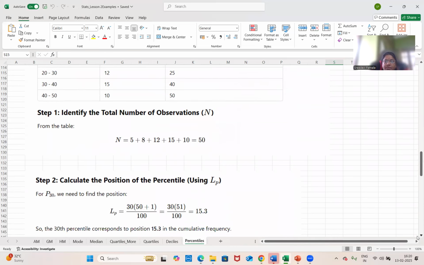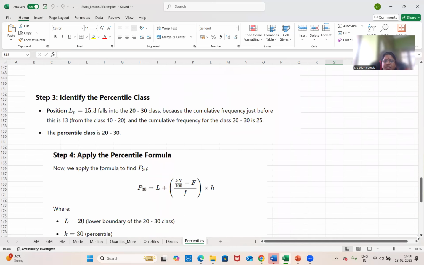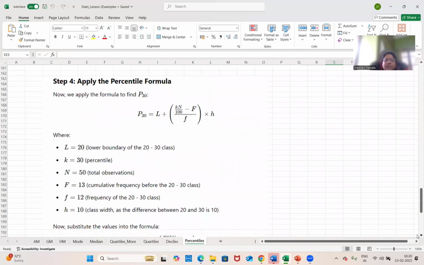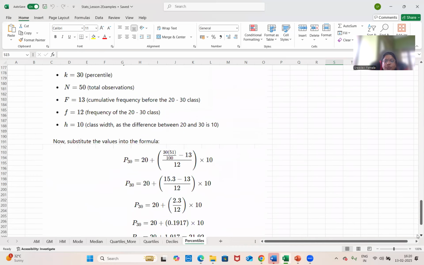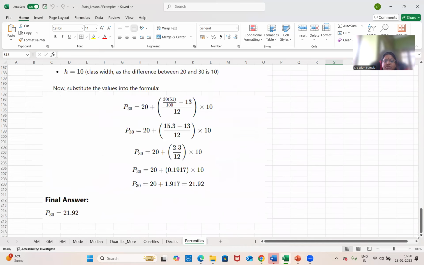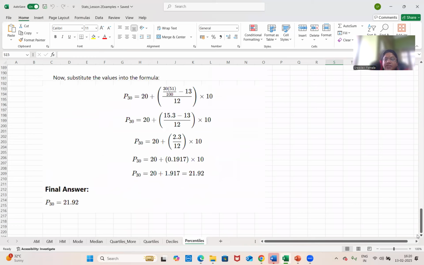This is not really a trick, basically. It's a way to calculate the values. So F becomes 13. Just substitute the values, use the calculator, and your percentile value comes as 21.92. So that's about percentiles.